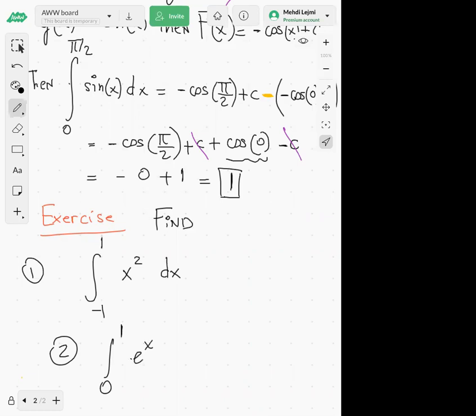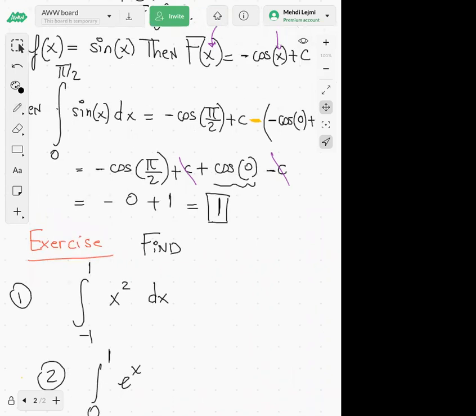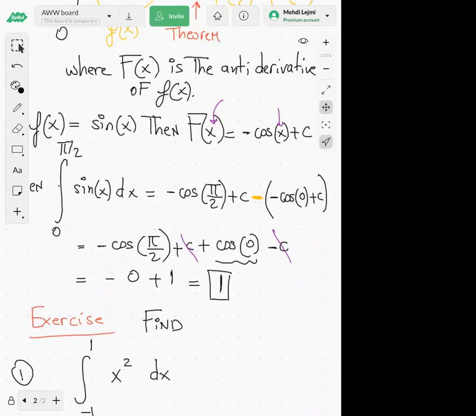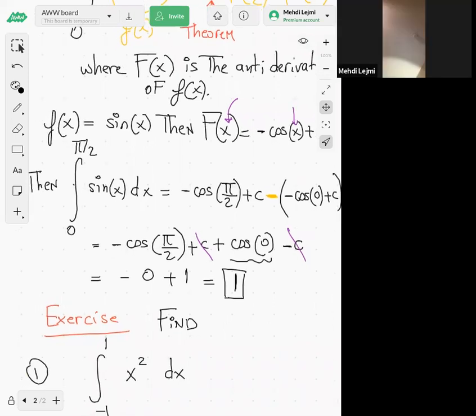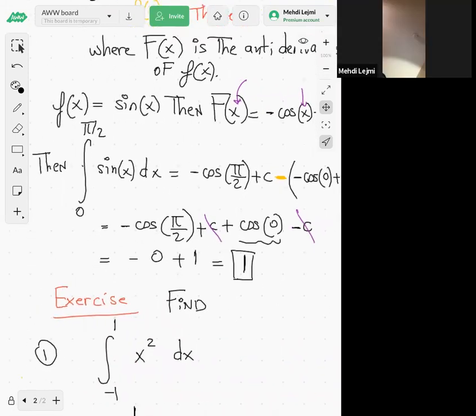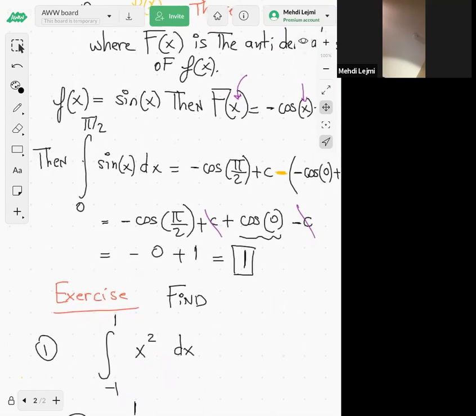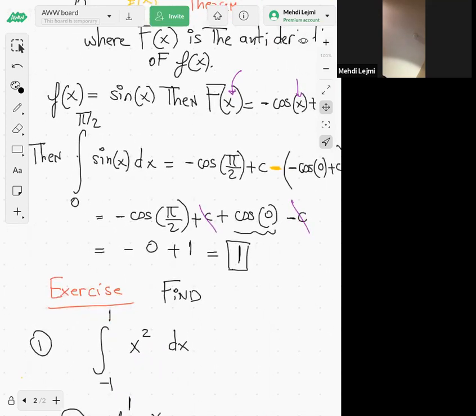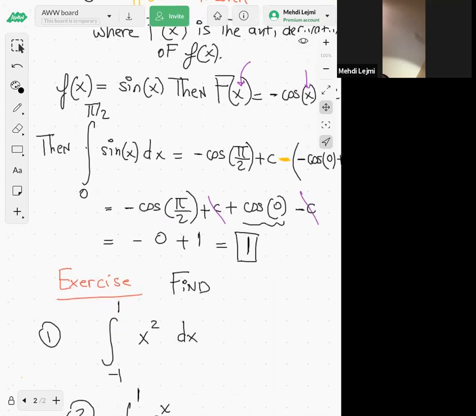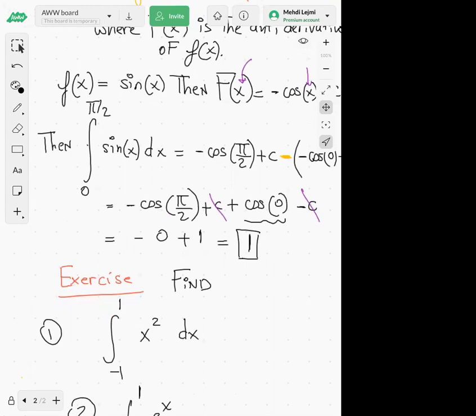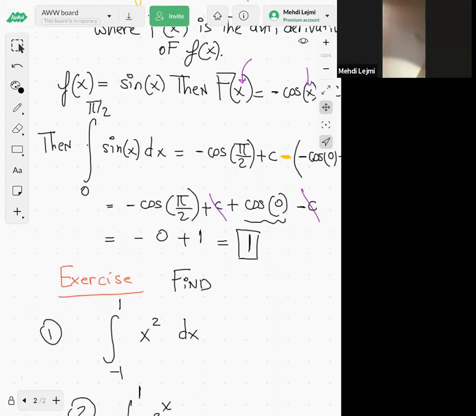Professor, I have a question. Yes, sure. So negative cosine of pi over 2 is equal to negative 0? Yes. Cosine of pi over 2 is 0. Cosine of 90 degrees, pi over 2 is 90 degrees. Pi is 180 degrees, right? So 180 degrees over 2, that's 90 degrees. So cosine of 90 degrees is 0, so it's minus 0. Okay, thank you. Sure.